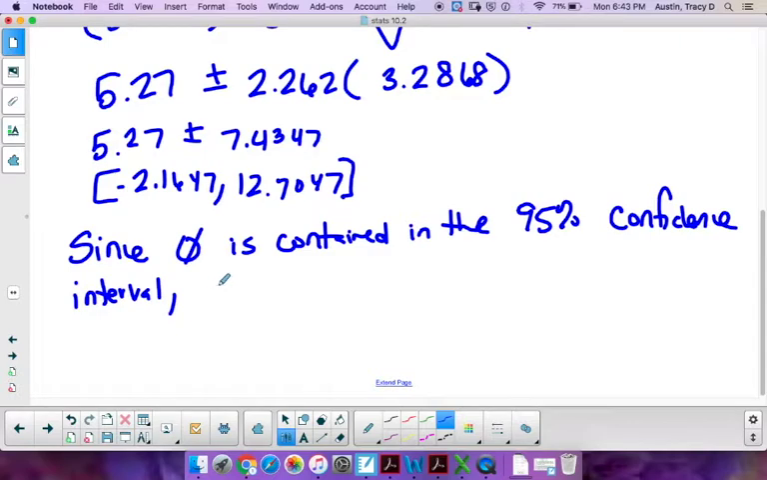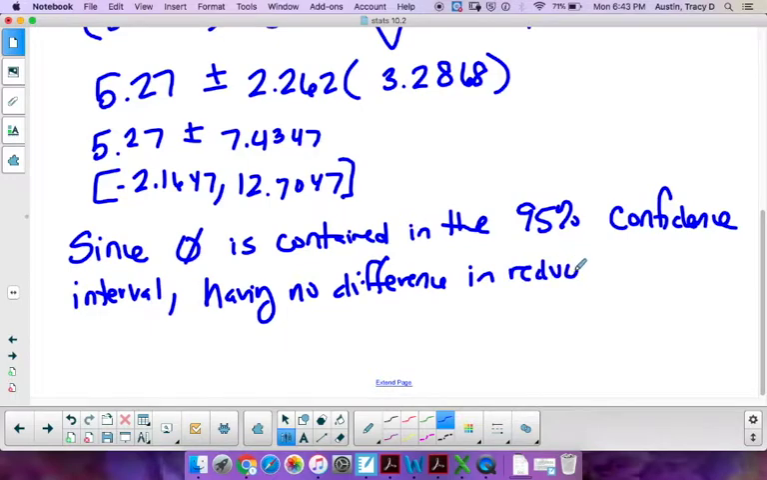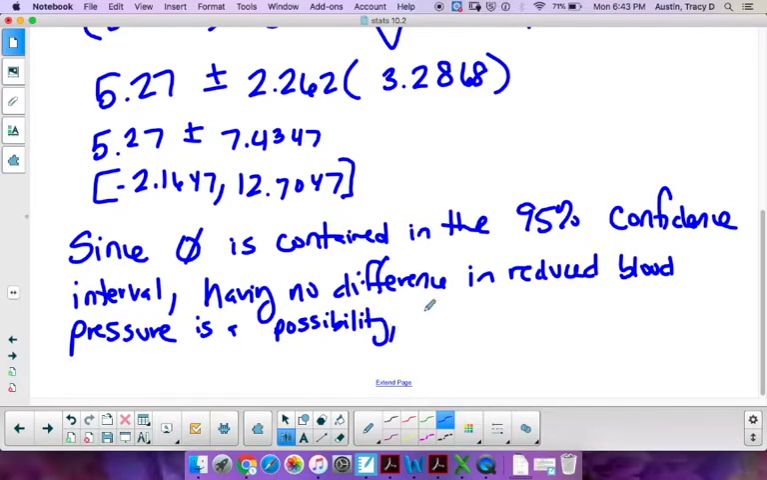that basically means having no difference in reduced blood pressure. You can keep this as far as your problem tonight would be a good idea. Since 0 is contained in the 95% confidence interval, having no difference in reduced blood pressure is a possibility. And therefore, we fail to reject.